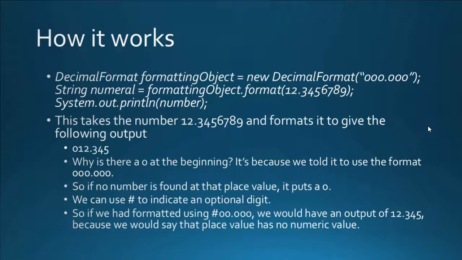We can also, instead of using a 0, use a pound symbol or hashtag, for those who are more trendy, to indicate an optional digit. So if I had put pound, let's say I did #00.000, we would have had an output of 12.345 because it would say that the place value has no numeric value. Similarly, we could have done #0.000 and gotten something similar, and it still would have said 12.345. It's just that if it says, hey, this is not needed here, the pound symbol says omit it.